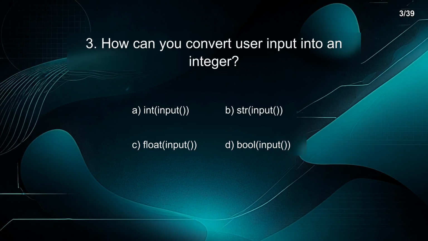Third question. How can you convert user input into an integer? A. Int input. B. Str input. C. Float input. D. Bool input. Correct answer is A. Int input.